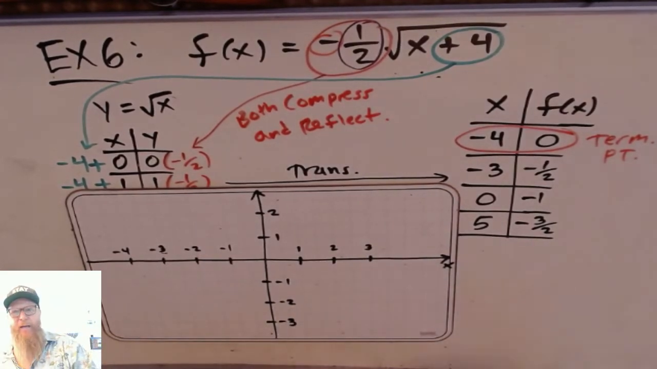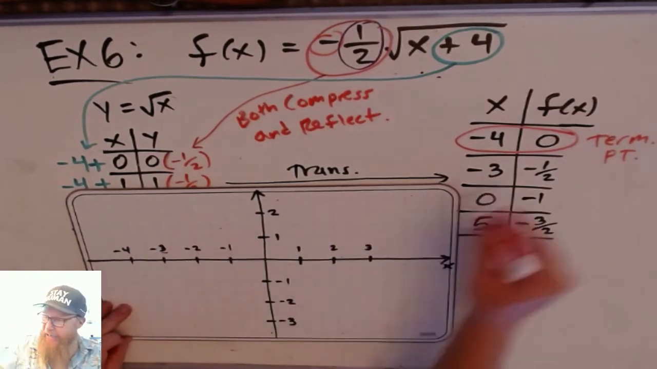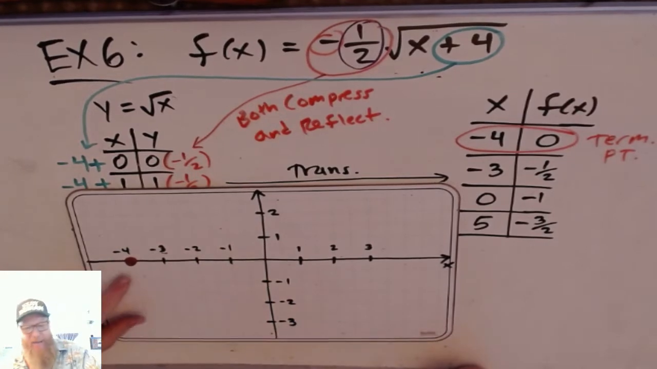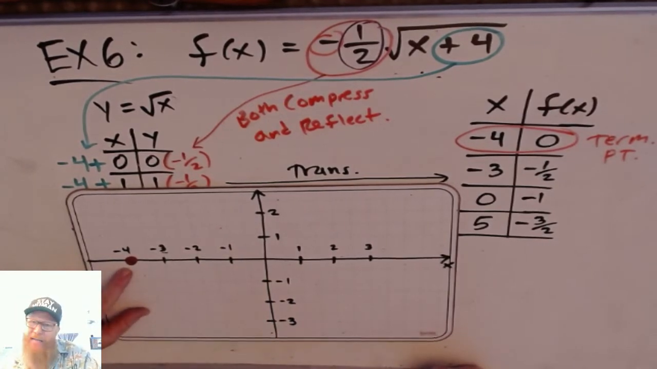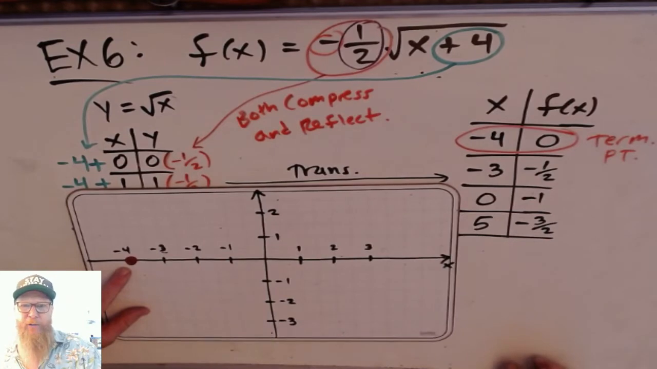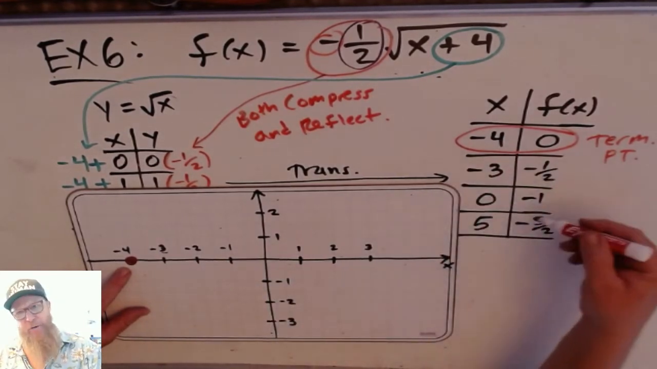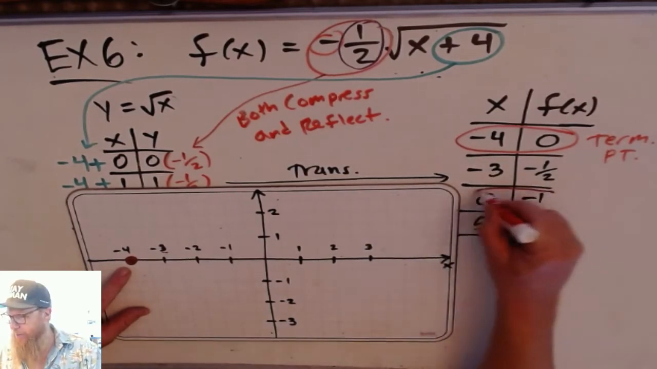All right, so what do we got? We're going to plot this point first, -4 and 0. That is our terminal point. That means that the graph does not go past that point. That's either the starting point or the ending point, depending on how you're looking at your life. Now, again, on the computer, you can just pick. On the computer, I probably would just do these two.